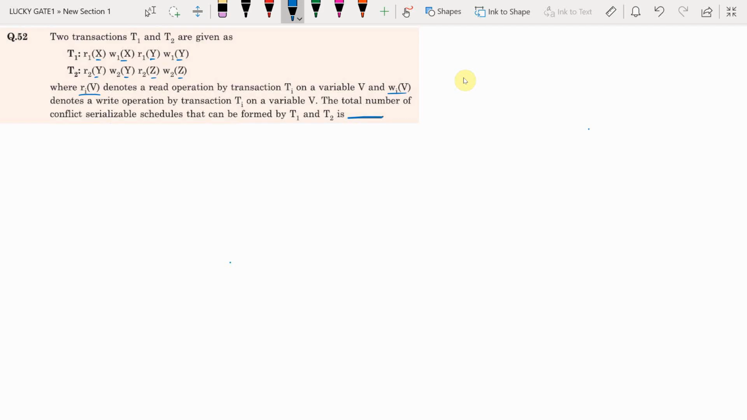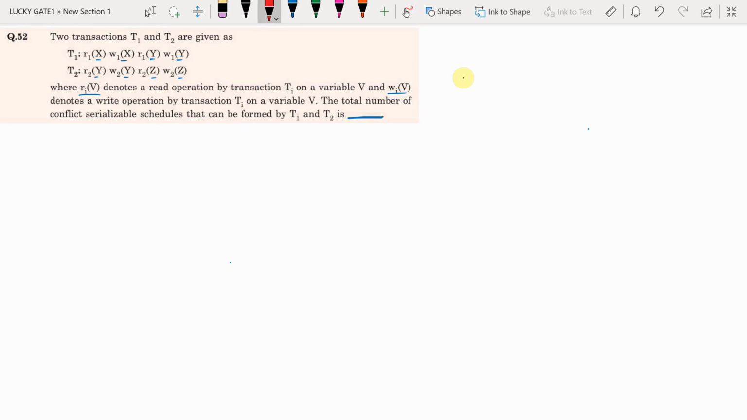And friends, you can solve this question by writing all possible concurrent schedules over T1 and T2 and check for conflict serializability by constructing the precedence graph. So this will take more time, but how to solve this one in a simpler way?